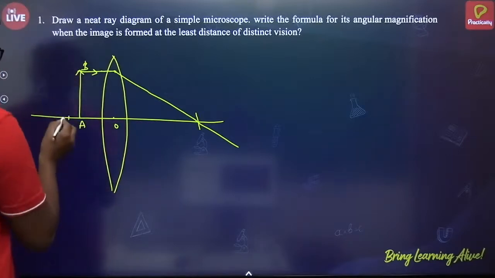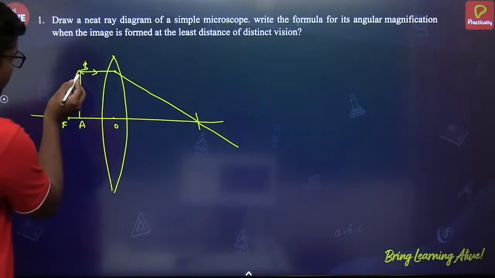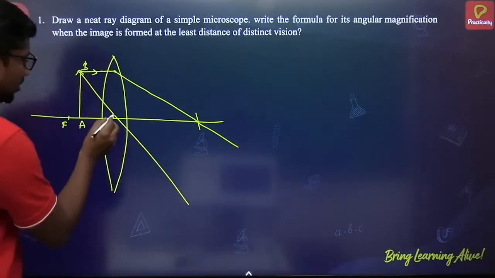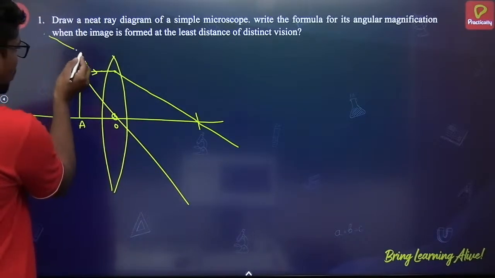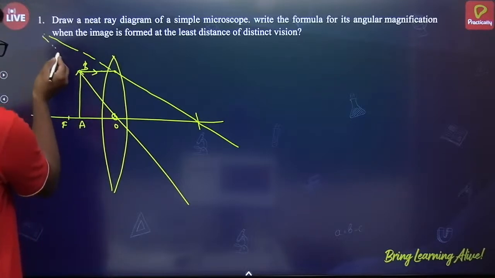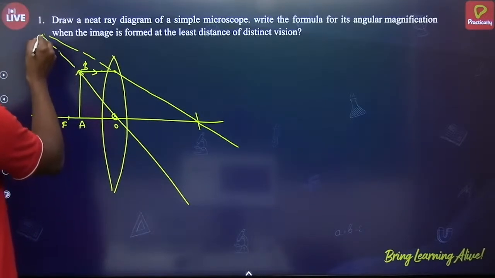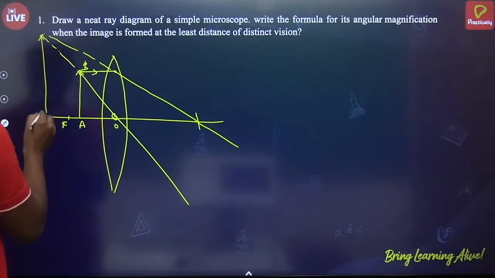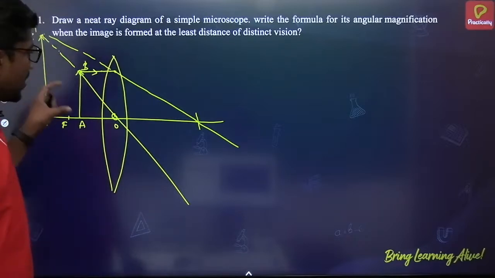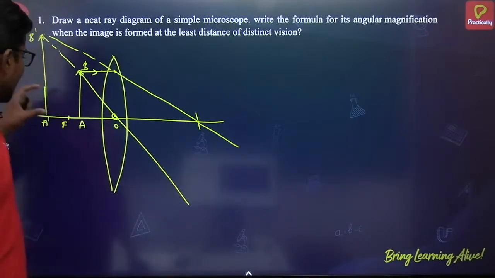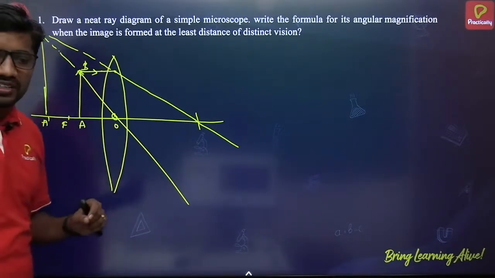Another one I will take through the optic center. They won't intersect over here, they won't meet over here. If I extend both the light rays backward, they may meet at this position. Let this be the image of the object. So AB is the object, A dash B dash is the image of the object.